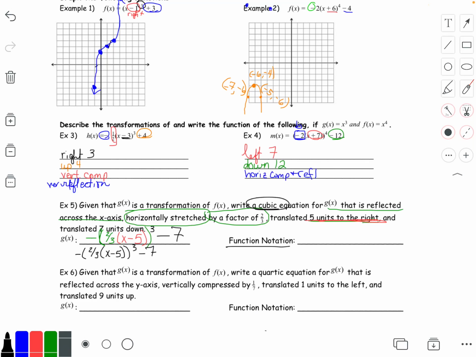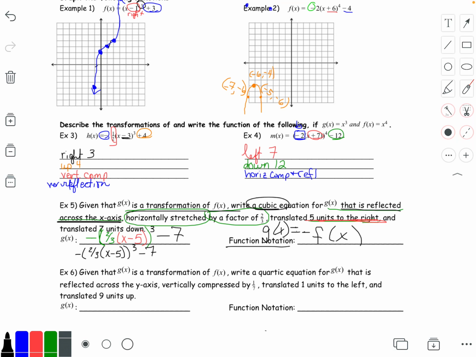Okay. All right, so let's talk about how we would write this in function notation. So here's what I'm going to do. I'm going to go ahead and put in here f of x, because that's what we're changing. It's going to be equal to g of x, but we're going to be changing f of x. And here's what we know. We know that it's reflected across the x-axis, so that means that it is going to be a negative a. So it's going to be outside, like in the front of the function.